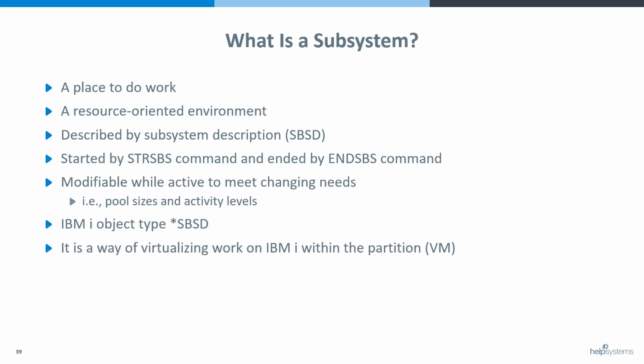Like everything else, there's an object type. It's called a subsystem description. And then you can start and stop your subsystems with a couple of commands, start subsystem, end subsystem. You can modify jobs on the fly, and pool sizes and activity levels. We can control run priorities of your jobs and give different things different priorities. So again, that object type is a subsystem description, in terms of what Chuck's talking about.